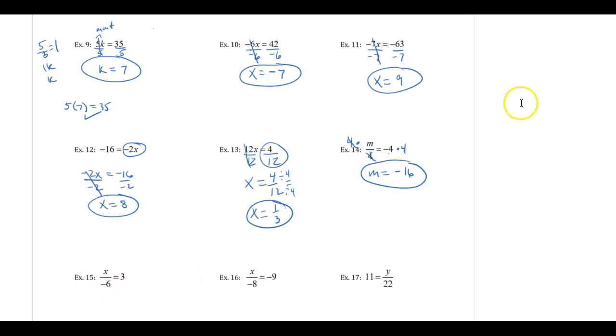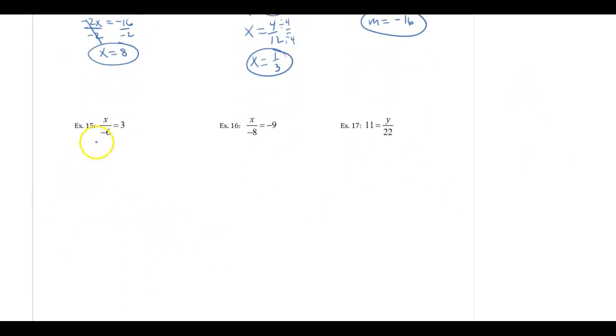15, right? As I do this one. X is linked to negative 6 by division. So to get rid of the negative 6, I multiply the left side. These cancel out. Multiply the right side by negative 6. And 3 times negative 6 is negative 18. X is linked to negative 8 by division. How do I get rid of it? Multiply. These cancel out. What I do to the left side, I do to the right side. Negative 9 times negative 8 is 72.